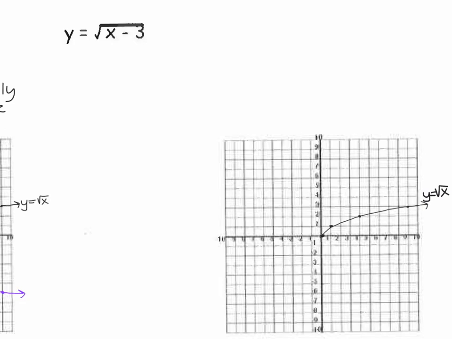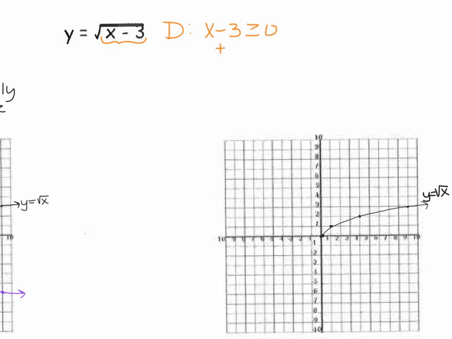As we look on the inside, notice the radicand isn't just x. The radicand is x minus 3. When we determine our domain, which helps us determine our start point, we said by definition the radicand has to be greater than or equal to 0. Therefore, if I set x minus 3 greater than or equal to 0, we have to get x by itself.